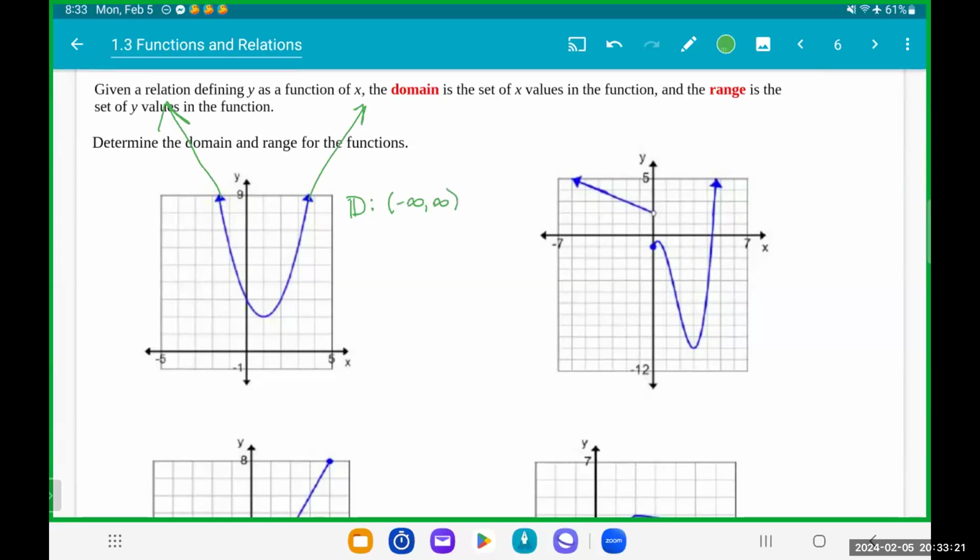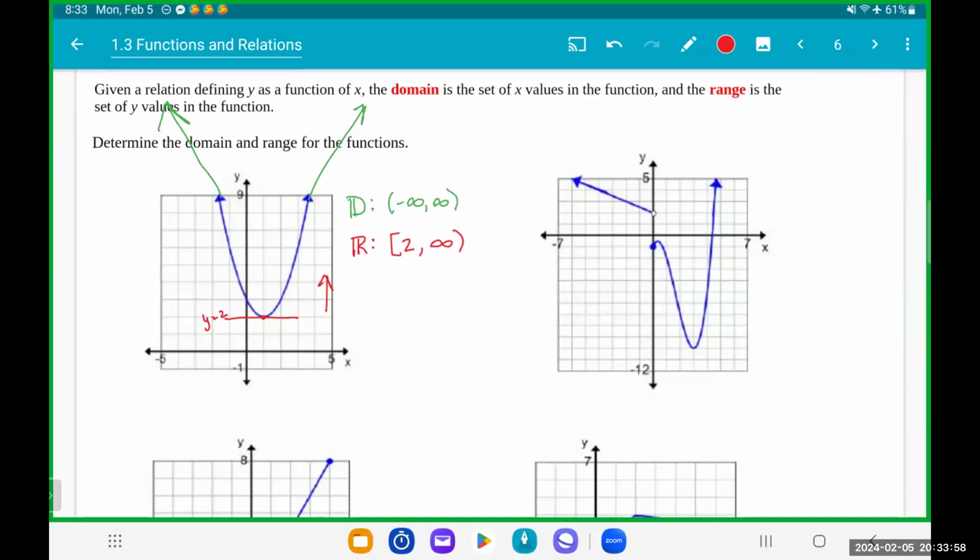Okay. But what I am restricted with is right here, I only have y above that line, right? Well, that line occurs right here at this point when y equals 2. Okay. So my range is going to be when I have, it can equal 2 and it can go all the way up to infinity.